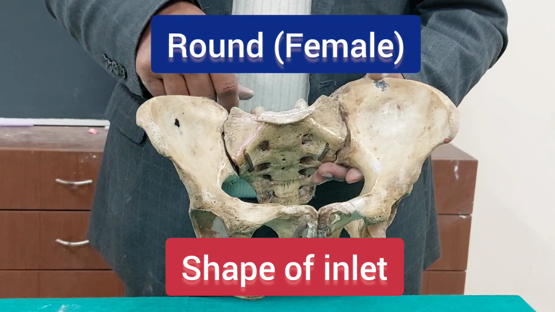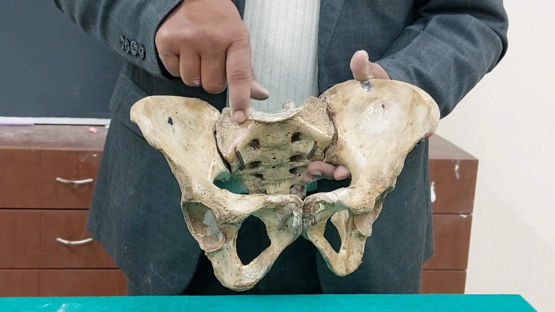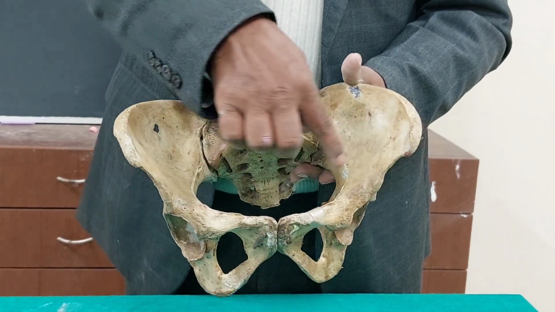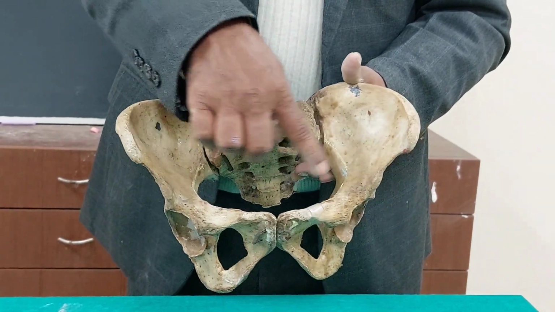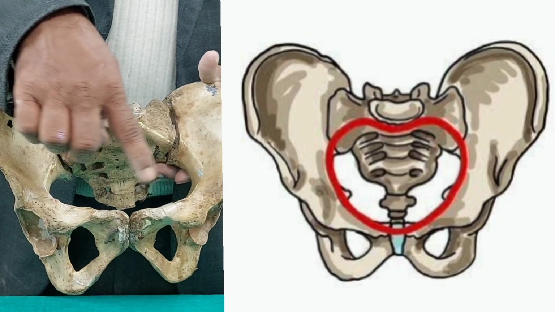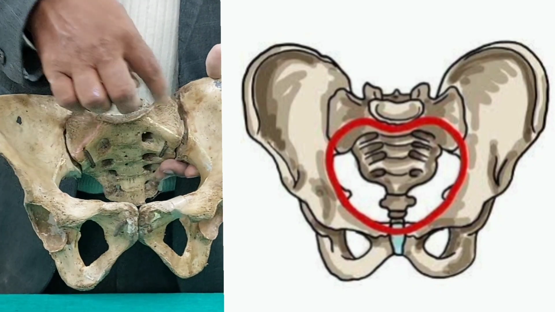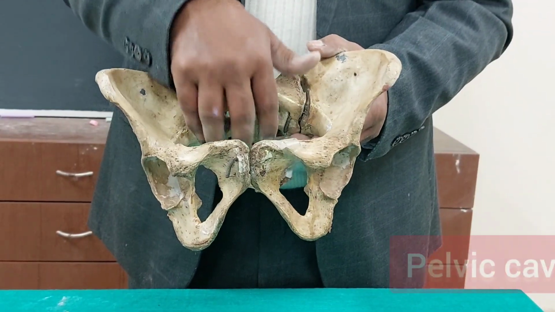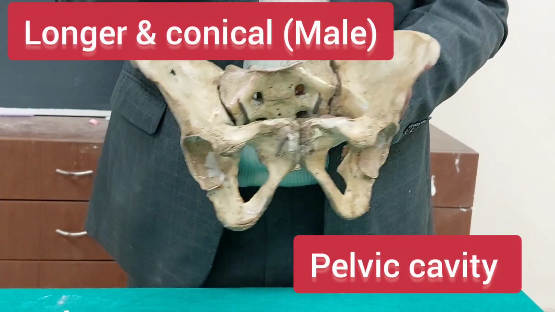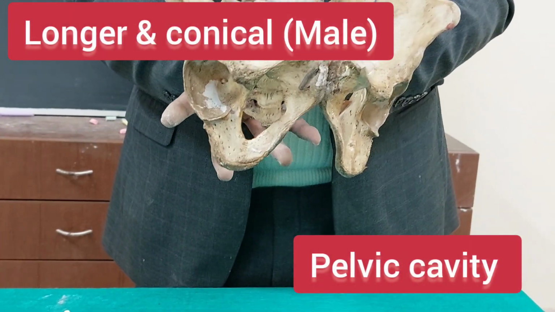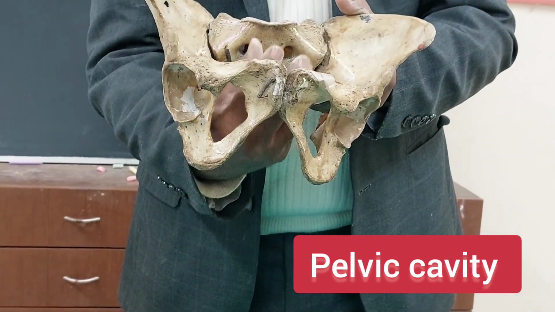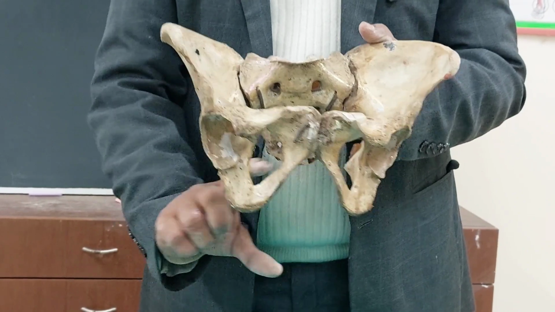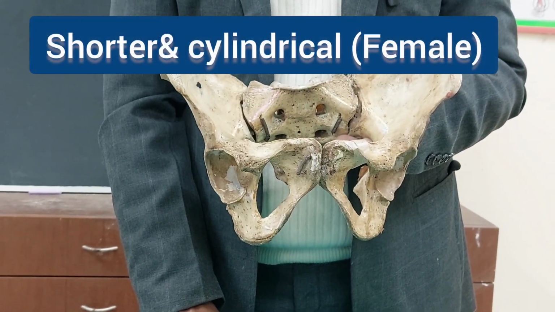Why is it heart-shaped in male? Because this pelvic brim, this one, is indented inside. So it forms an indentation here, forming a heart-shaped appearance. But in female, it is less indented, so it is almost round-shaped. And the pelvic cavity is longer and more conical in case of male because the sacrum is longer in male. So this cavity is also longer and conical in male but shorter and cylindrical in case of female.